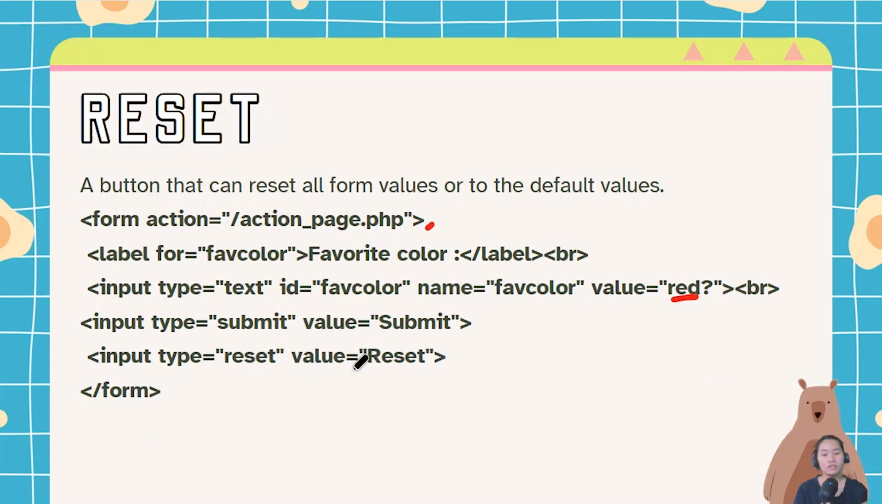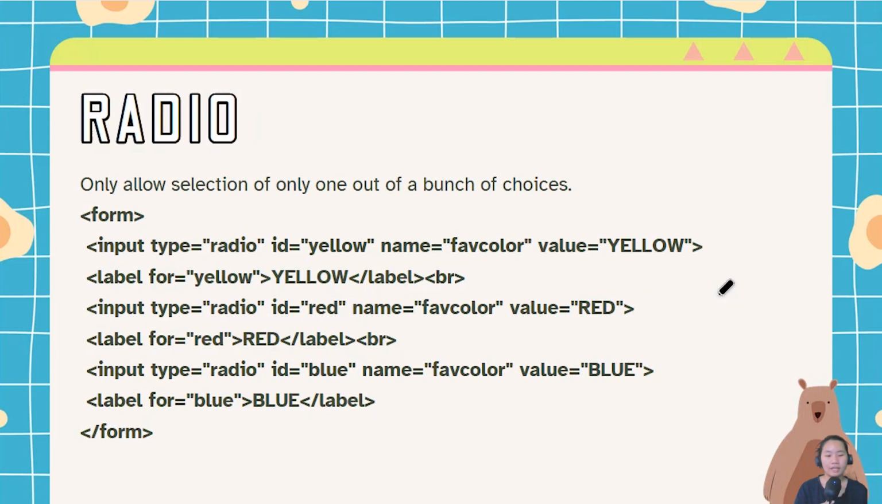Now, if you just click on the reset button, whatever input the user has typed in is completely gone. It gets replaced with red, or if you don't have this, it's either just blank or the default value, okay?